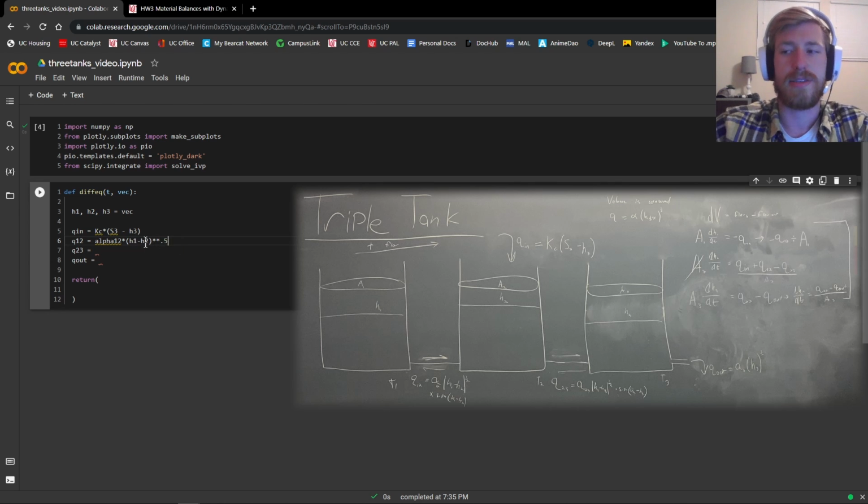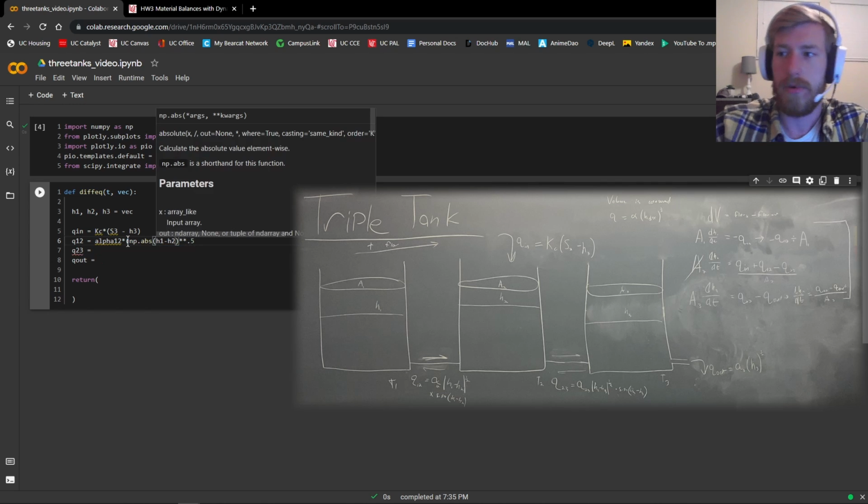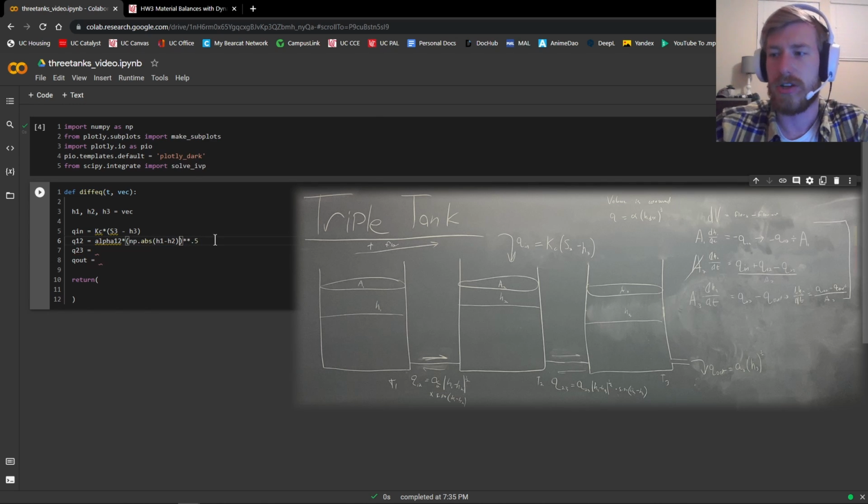And remember that in this case, we'd want to make sure that if this difference is negative, it wouldn't work because we'd have a negative number inside of a square root, because remember, to the 1/2 power is the same thing as a square root. That wouldn't actually work because it'd be an imaginary number, and we don't have an imaginary value. It just means that the flow would be going the opposite direction. So instead of putting that in parentheses, we're going to do np.abs, absolute, and wrap this in the absolute value function so that it takes the absolute value of this.